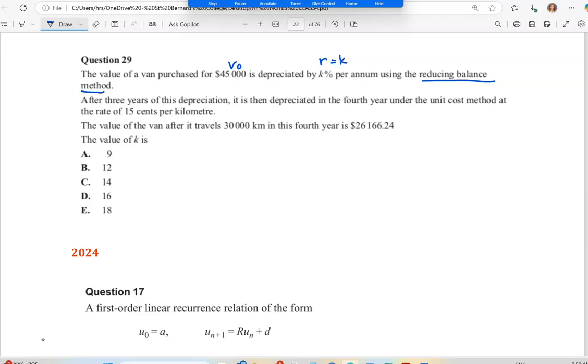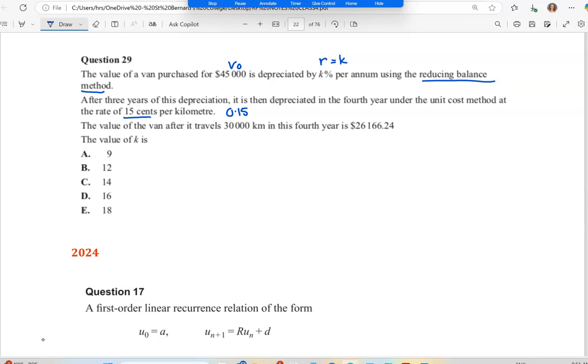And it says after 3 years of this depreciation, in the 4th year, it changed and went to the unit cost method. So this is how they're going to change it up. You have a change of scenario. So it goes 3 years with reducing balance, then it goes to unit cost depreciation. And it's 15 cents, so just be careful. We change that to dollars because we know we're talking about dollars.